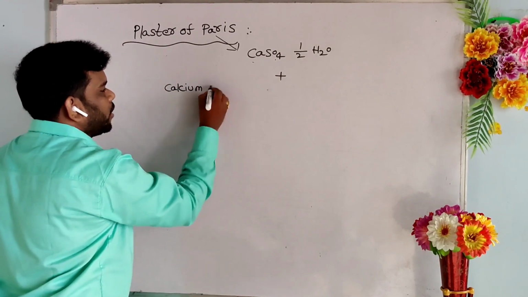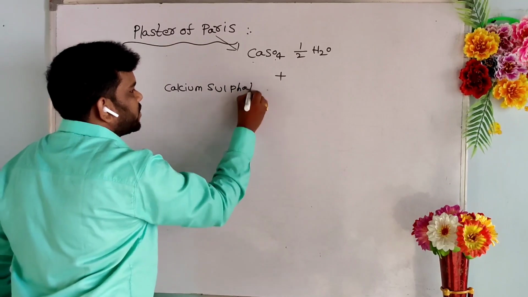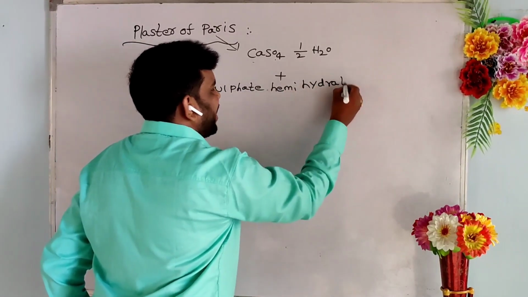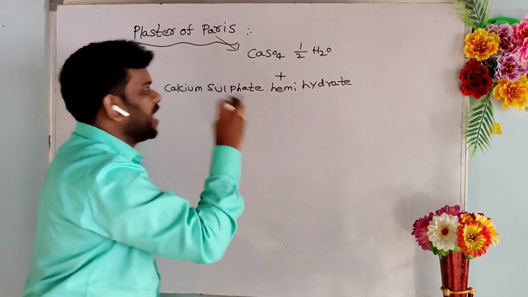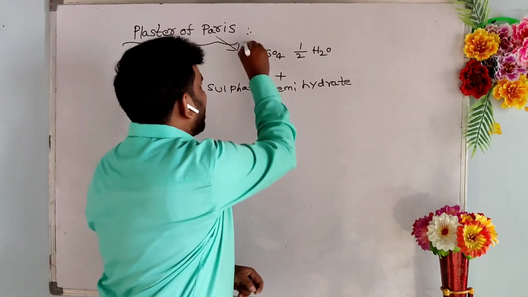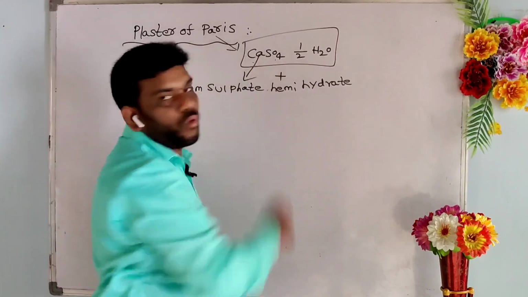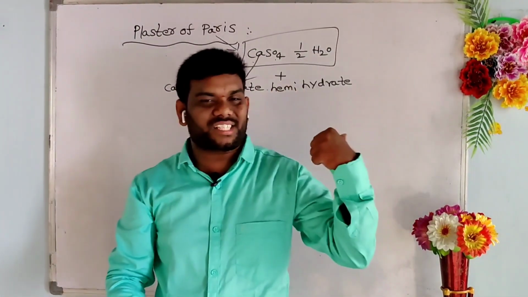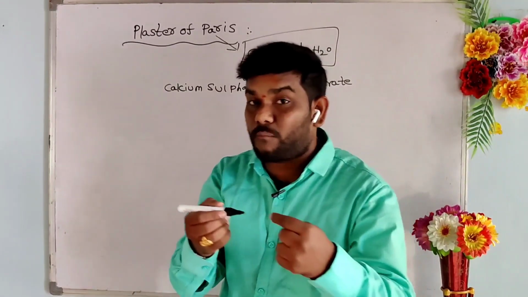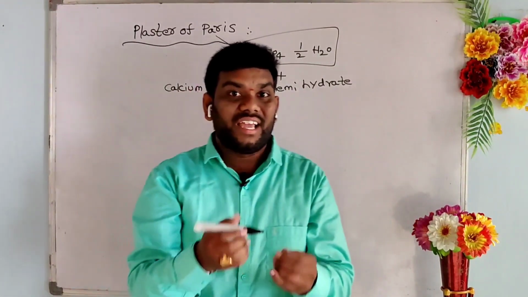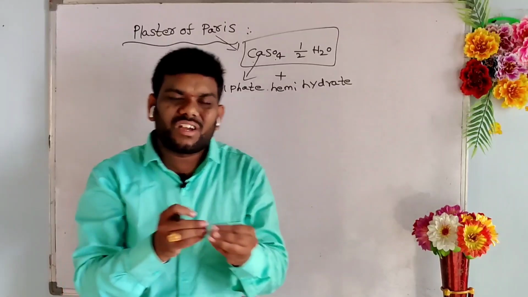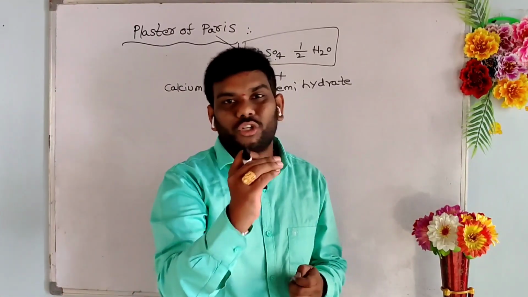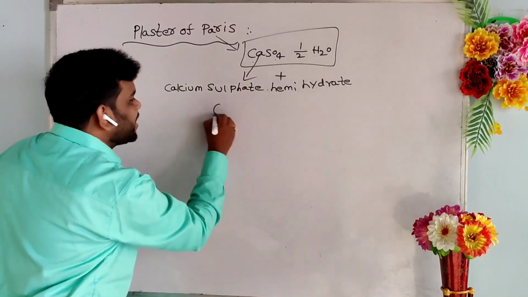Calcium sulfate hemihydrate. So calcium sulfate hemihydrate is called CaSO4 ½H2O. When this plaster of Paris is mixed with water, it becomes a hard solid due to the formation of gypsum.